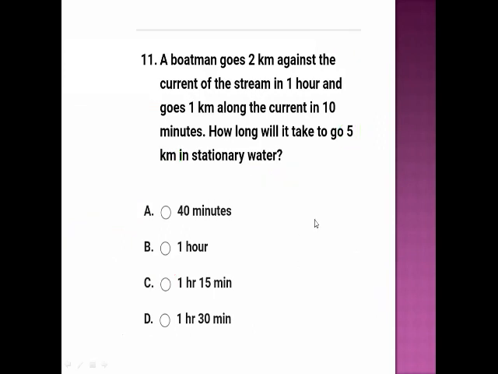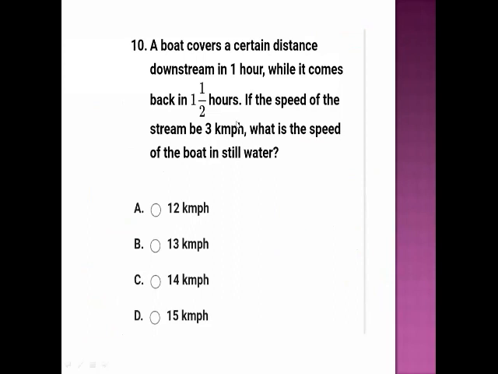Next question. So this is question number 10 we are solving now.